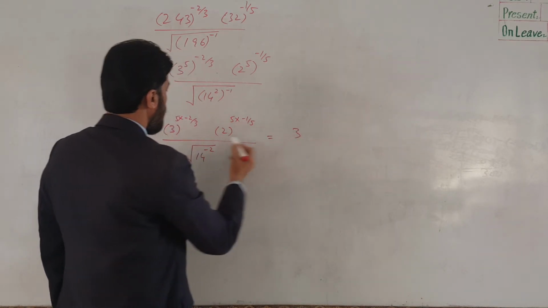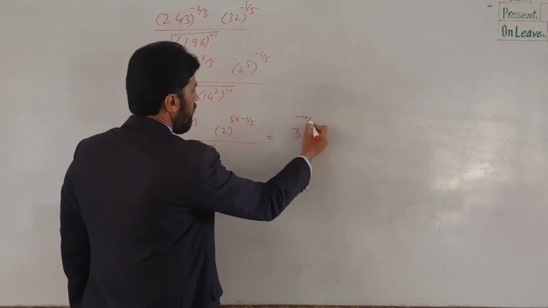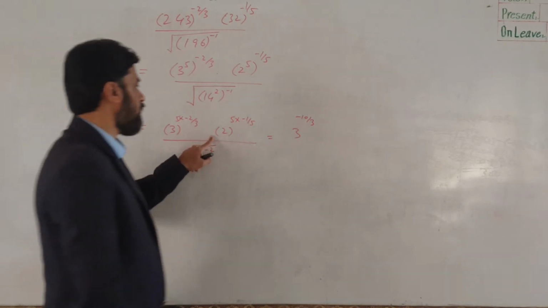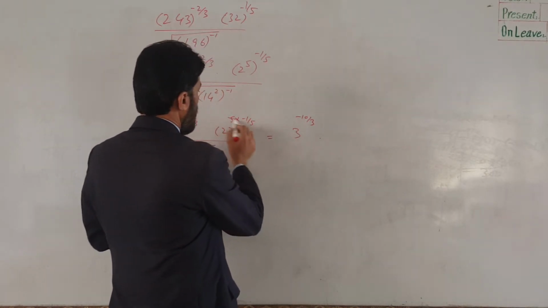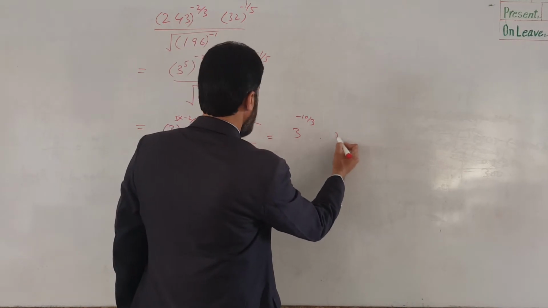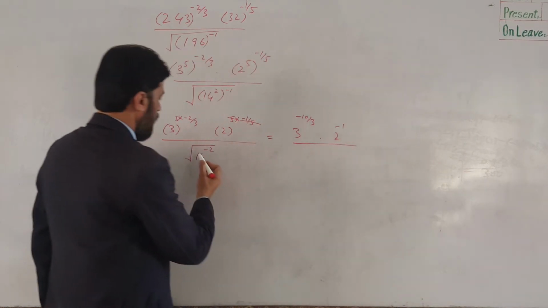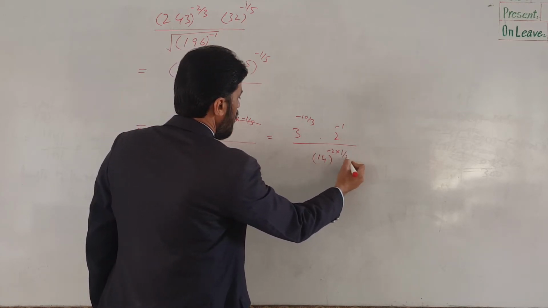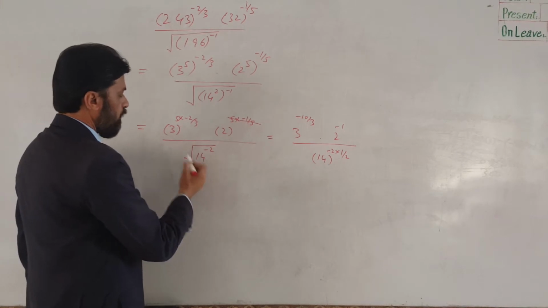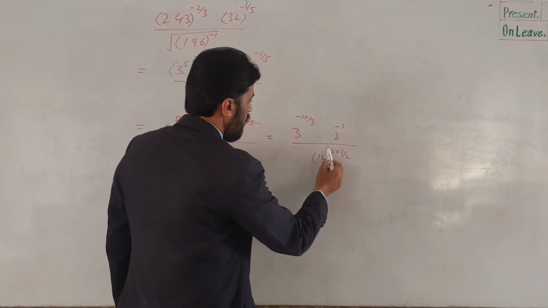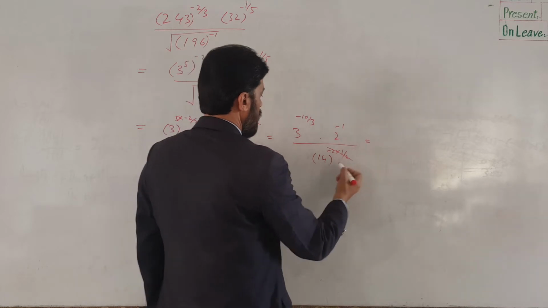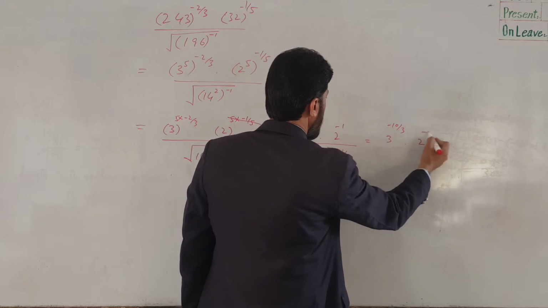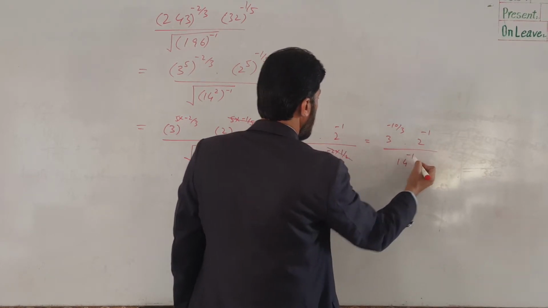Now 3 raised to power minus 10 by 3, times 2 raised to power minus 1, over 14 raised to power minus 2 into 1 by 2, because the exponent of square root is 1 by 2. So 3 raised to power minus 10 by 3 into 2 raised to power minus 1 over 14 raised to power minus 1.